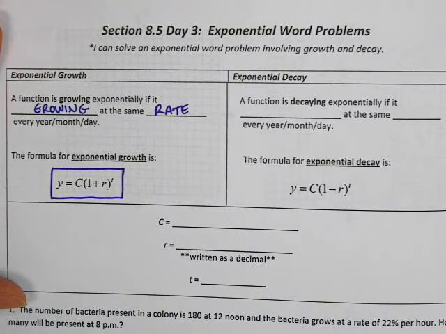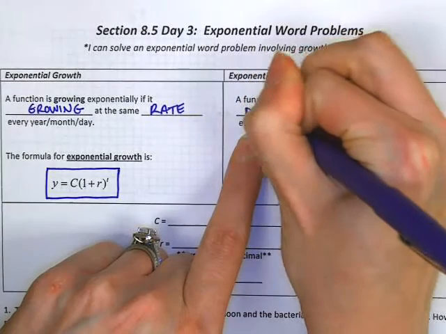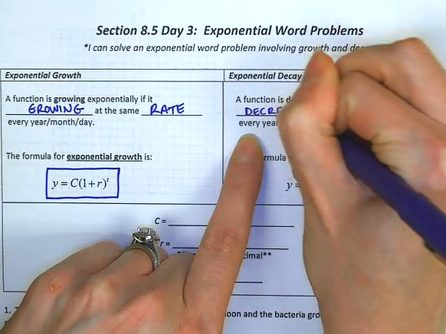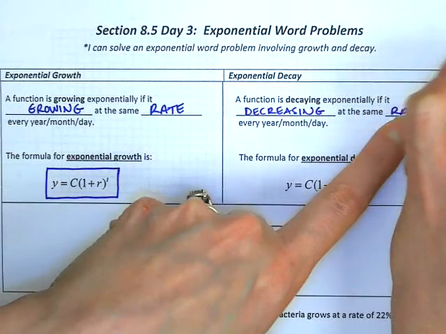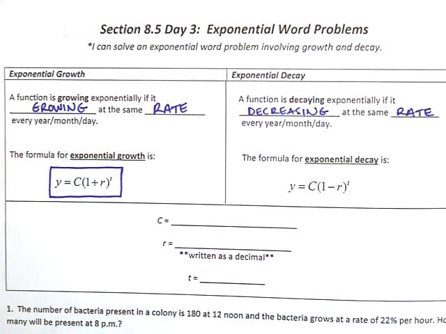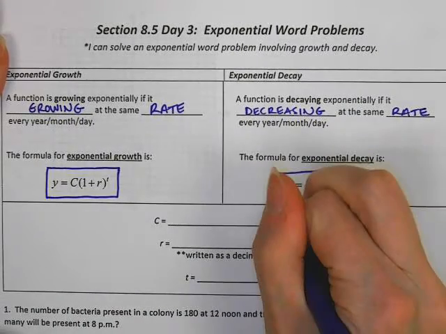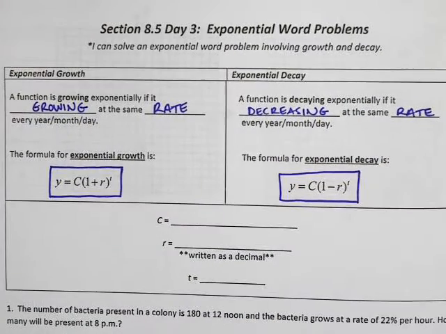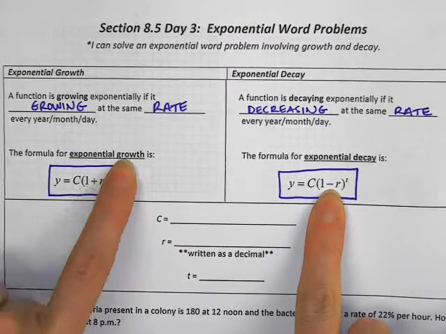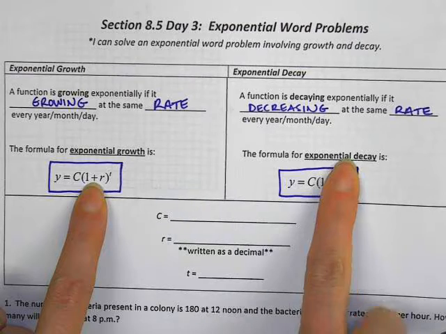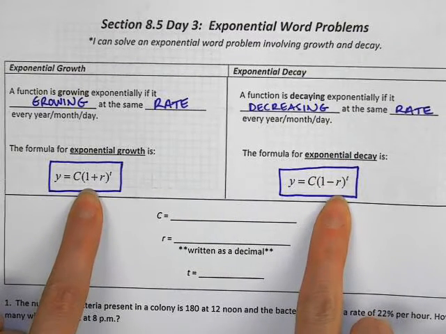And a function is called decaying if it is decreasing at the same rate every year, month, or day. And the formula for exponential decay is this one. As you guys notice, it's the same formula, but if it's growing, it's a plus, and if it's decaying, it's a minus. And you don't have to memorize these. I'm going to give them to you.